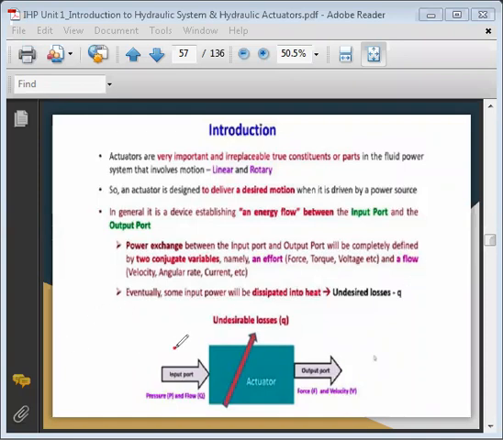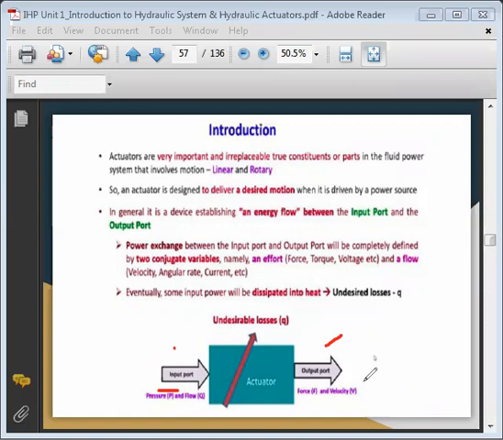In this diagram I have shown the input port and the output port of the actuator, and pressure P and flow rate Q are the inputs here. Pressure P will decide your force, and similarly your flow will decide the velocity in the case of a linear actuator. And in the case of a rotary actuator, your pressure will decide the torque, and flow will decide your angular motion.